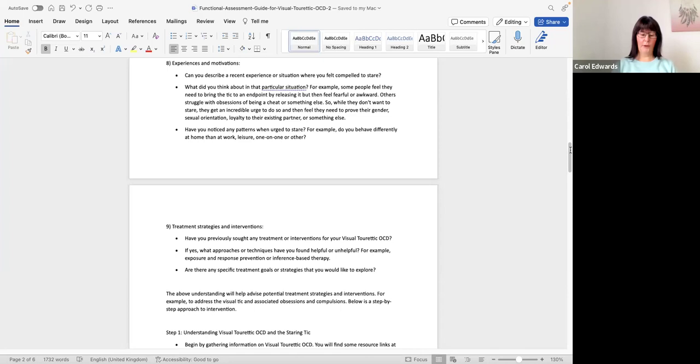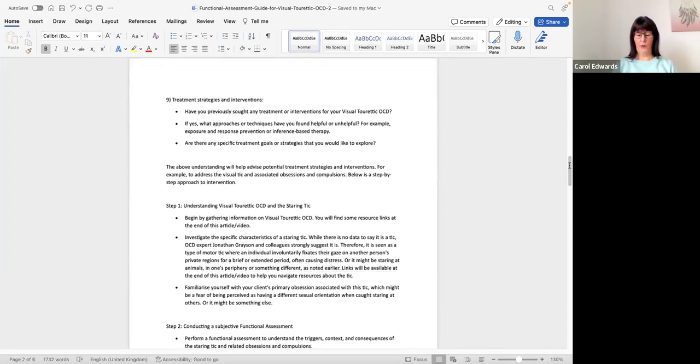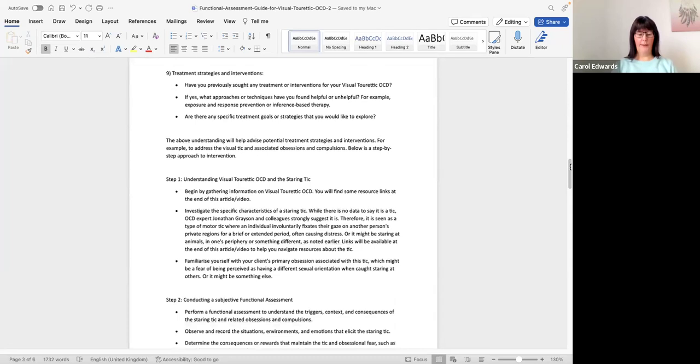And talking about strategies, treatment strategies and interventions, the question here is: have you previously sought any treatment or interventions for your visual Tourettic OCD? If yes, what approaches or techniques have you found helpful or unhelpful? For example, exposure and response prevention or inference-based therapy. Can you think of anything else?